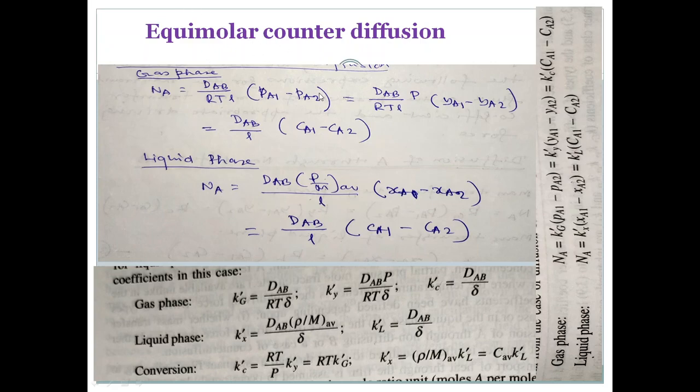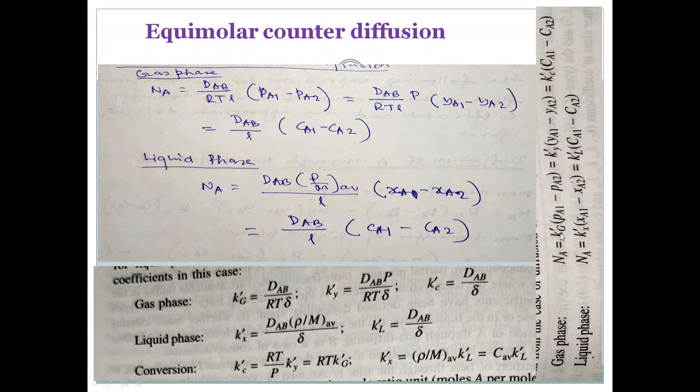So similarly for equimolar counter diffusion, for molecular diffusion, the expressions are DAB by RTL into (p1 minus p2), and so on. This is the expression in terms of partial pressure as driving force, or driving force in terms of mole fraction, and this is the molar concentration. Similarly for liquid phase, this is the mole fraction, this is the molar concentration. And already we have defined kg prime, ky prime, kc prime, kx prime, kl prime.